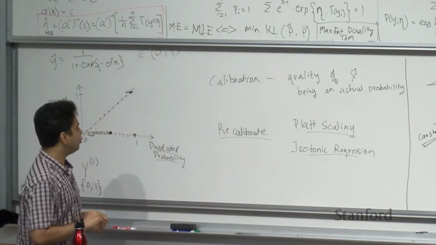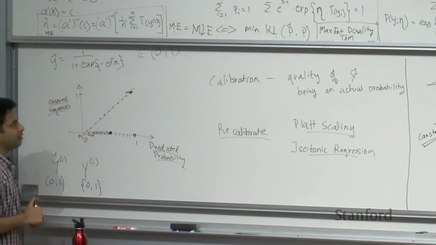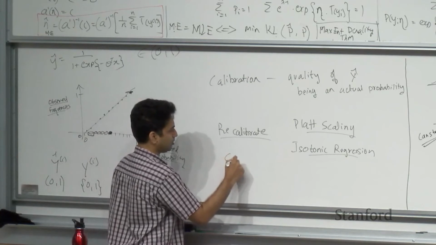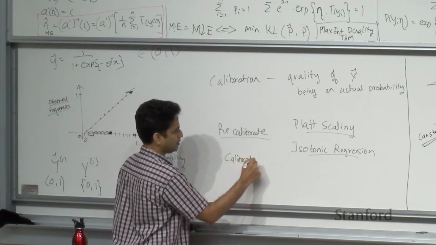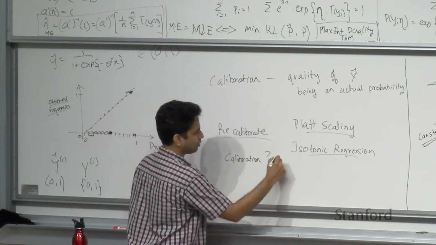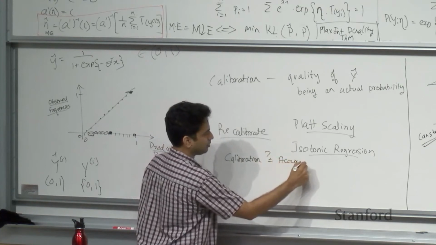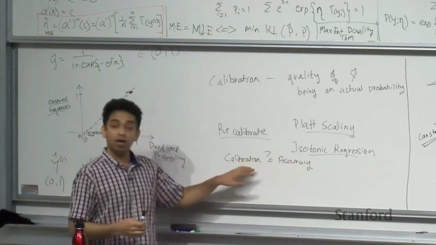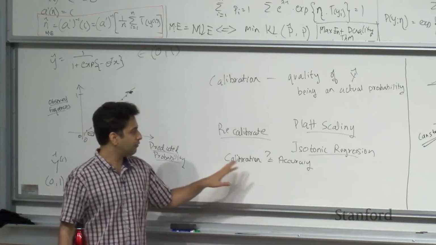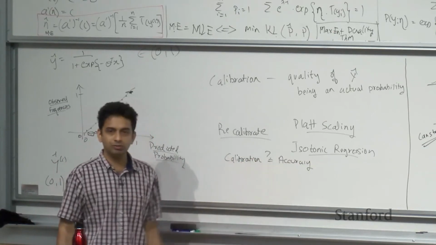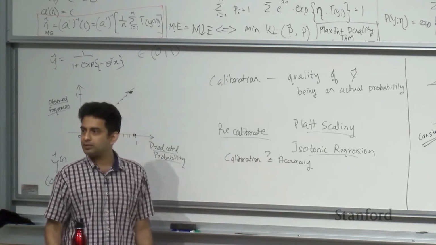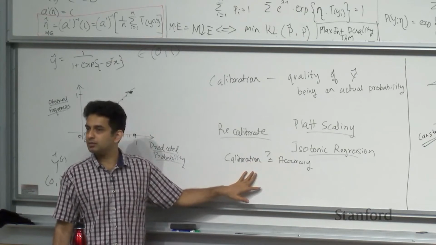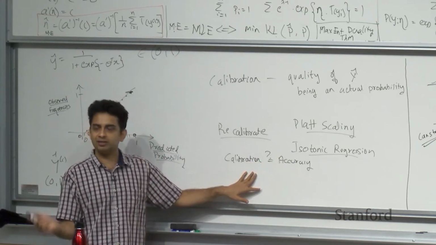So the question is, calibration, is it equal to accuracy? Or is there any relation between the two? If your model is very accurate, should it also be calibrated? If your model is perfectly calibrated, should it also be accurate? Any guesses? Yes? No? Okay, I heard some no's and some yeses.